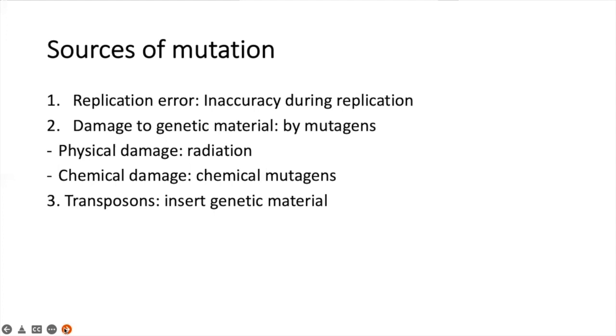Transposons, also called jumping genes, are genes present in the genome that can change their location from one region of the genome to another. This could also lead to mutation if the transposon inserts itself inside a region of a functional gene or its promoter.